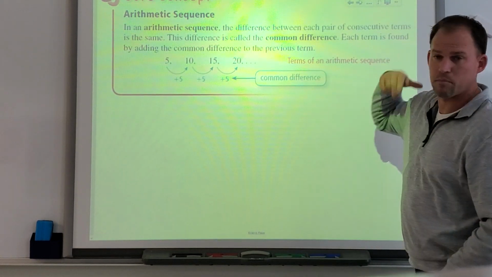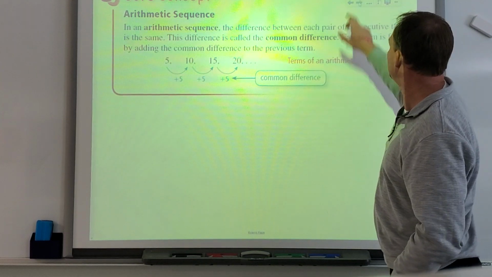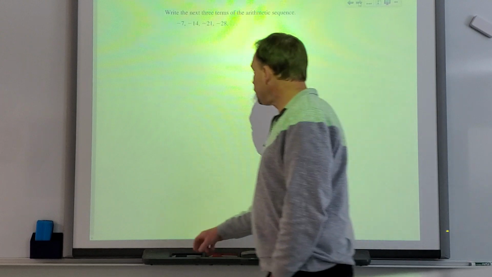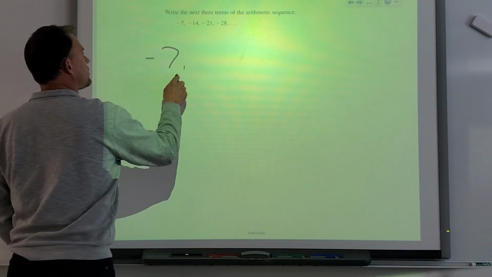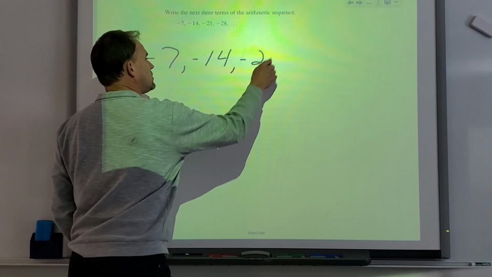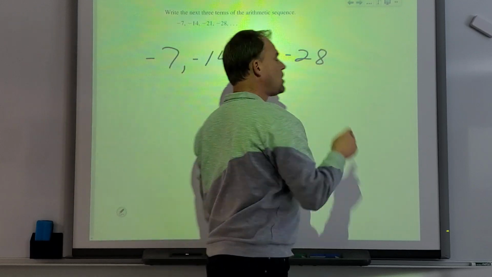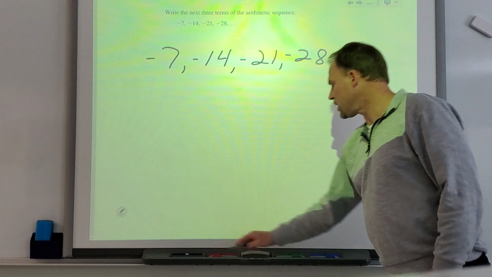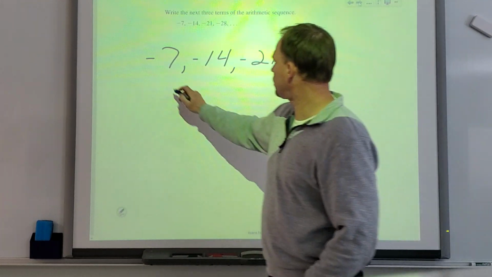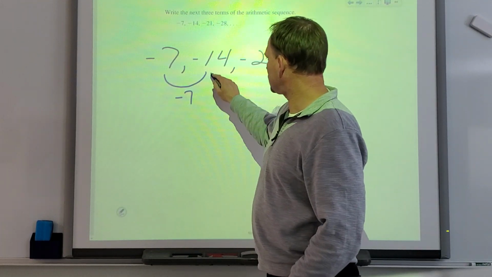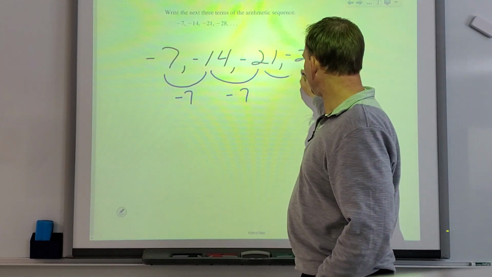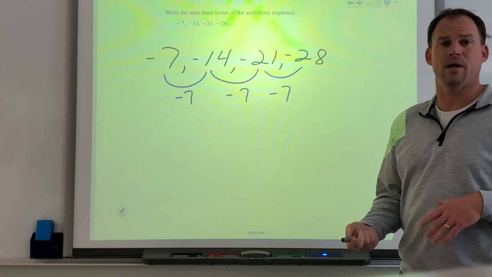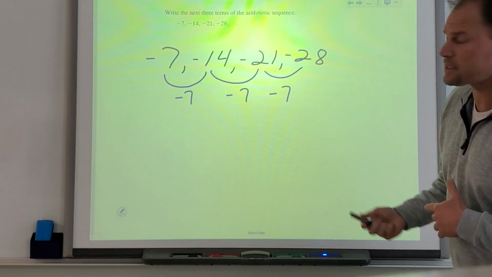Okay? Again, pause this if you need to, write this in your notes. Write the next 3 terms of the arithmetic sequence. If you can't see these, I'll write them bigger because I know it's a little hard sometimes. First off, I need to find the common difference. How is this changing every time? So here, it's going down 7, down 7, down 7. Nobody said they had to be positive. Nobody said they had to be going up. It just had to be the same.